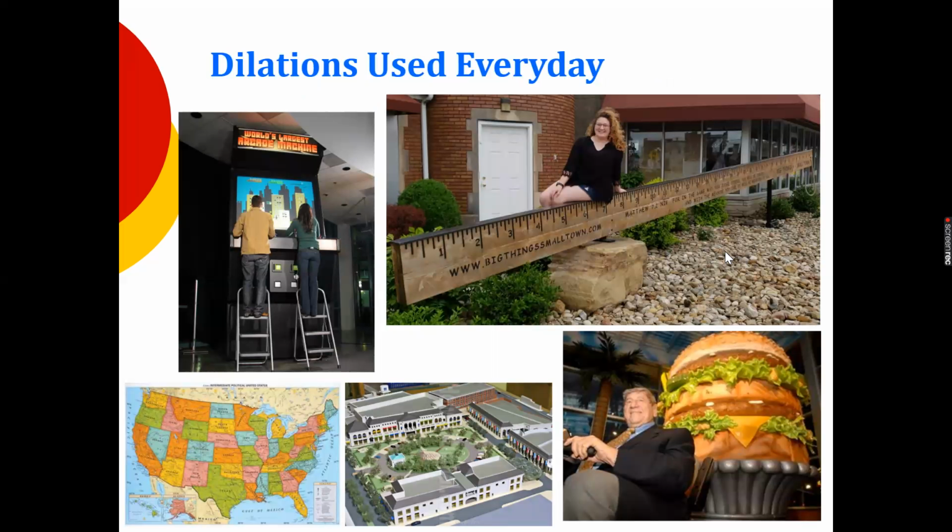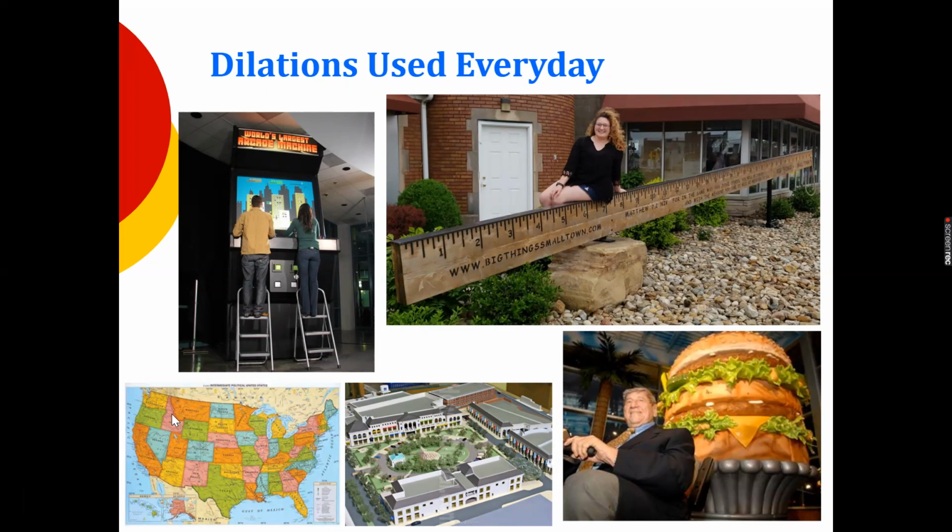We use dilations every day, whether you think about it or not. So these top 2 pictures are showing dilated objects. So this is an enlarged arcade machine. This is an enlarged ruler. These are dilated to be decreased. So we know if we had a map of the entire country that is the same size of the country, that would be a really big map and it would be really hard to look at.